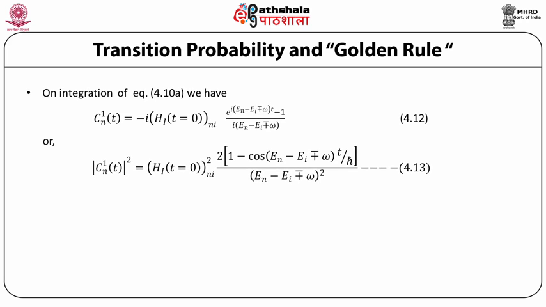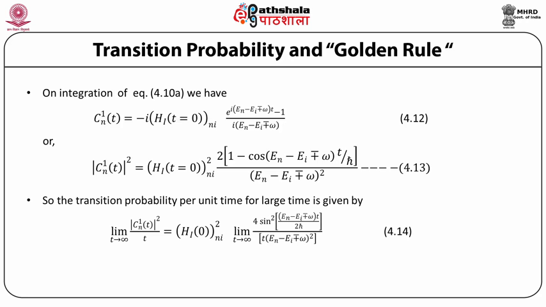Transition probability and golden rule. On integration of equation 4.10a, we have C_n^(1)(t) is equal to minus i with H_i at time t equal to 0 into exponential i(E_n minus E_i minus/plus h-cross omega)t minus 1, divided by i(E_n minus E_i minus/plus h-cross omega), or |C_n^(1)(t)| squared is equal to |H_i(0)| squared matrix element between the states n and i, 2 into 1 minus cosine of (E_n minus E_i minus/plus h-cross omega)t by h-cross, divided by (E_n minus E_i minus/plus h-cross omega) squared.